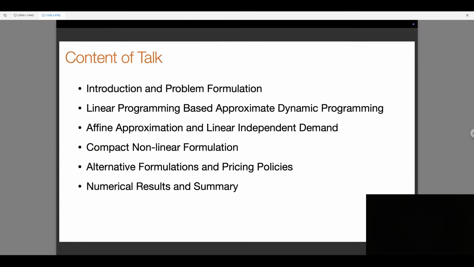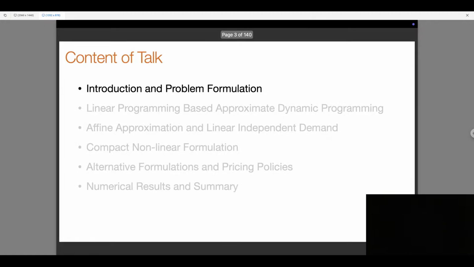To begin with, here's the content of the talk: the introduction and the problem formulation, and then I will go through a linear programming-based approximate dynamic programming, and then I will impose some affine approximation and a linear independent demand assumption. Then I will do a compact nonlinear formulation on the original problem. Then I will introduce some alternative formulations and pricing policies. Finally, I will give some numerical results and a summary of this talk.